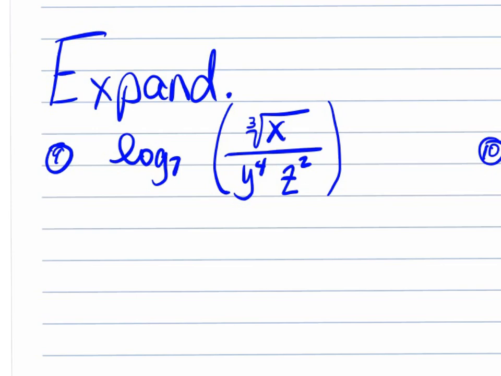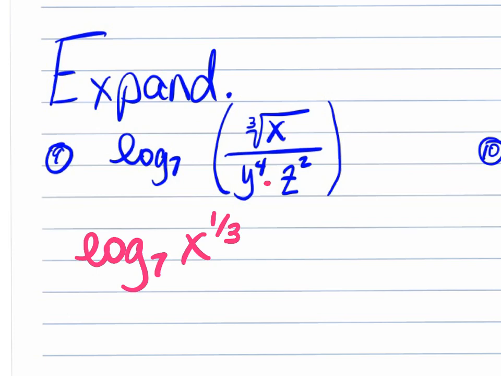Numbers in the front. Coefficients. Good. I also see multiplication here. Multiplication becomes addition. So I'm just going to rewrite this as log. Everything gets its own log. So log 7. What's another way that I can write the cube root of x? X to what power? Third. X to the 1/3. Okay.